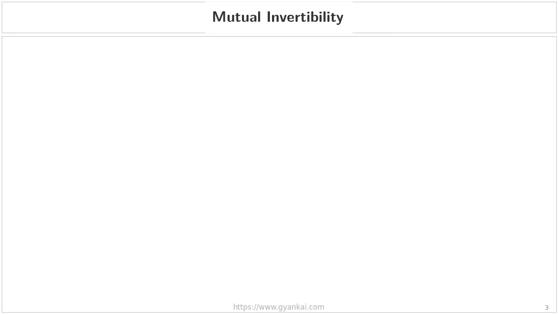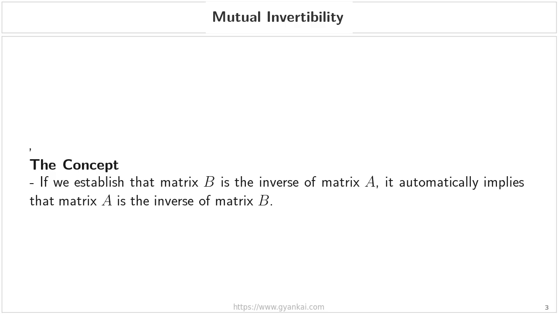Mutual invertibility. Now that we have established that only square matrices can possess an inverse, let us move on to a very important property known as mutual invertibility. The core concept here is quite straightforward. If we establish that matrix B is the inverse of matrix A, it automatically implies that matrix A is also the inverse of matrix B. Essentially, the relationship is reciprocal.